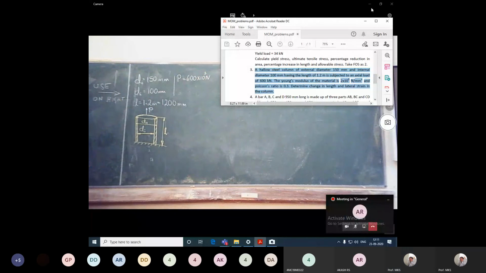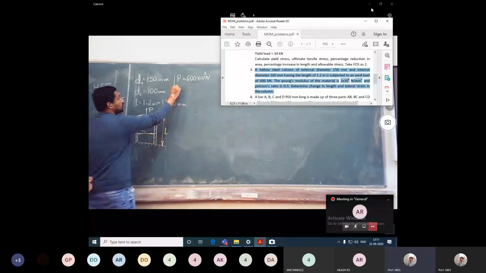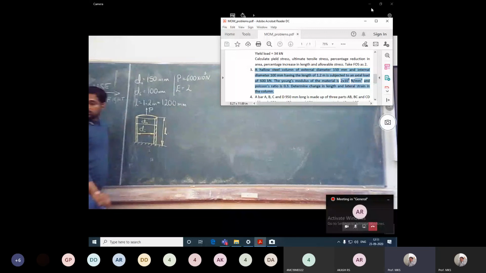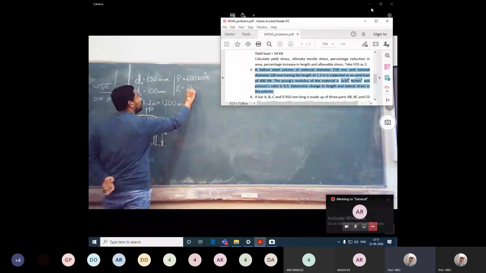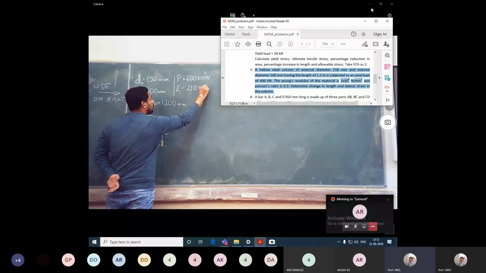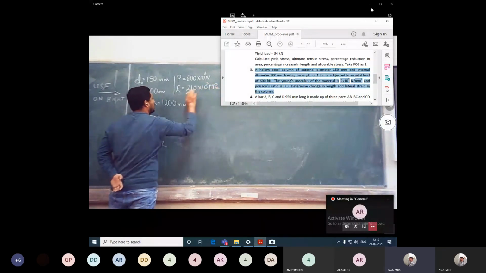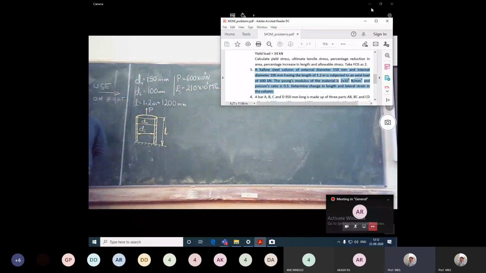Then what else is given? The Young's modulus of the material is given. That is the modulus for this material used. We'll take that modulus as capital E, 210 into 10 to the power of 3 Newton per mm square or megapascal. Both the units are same.